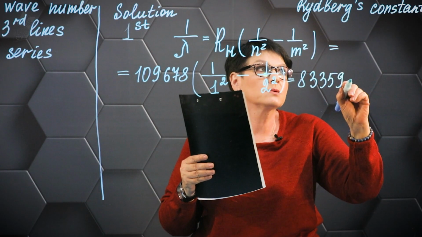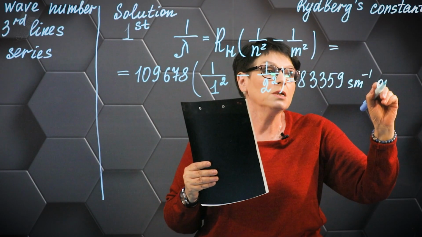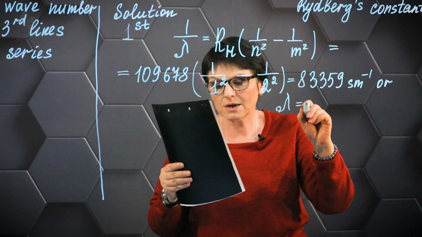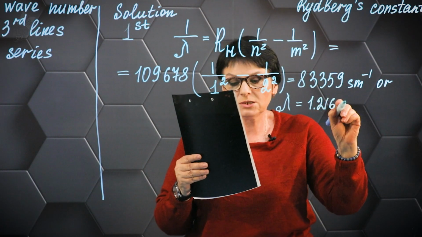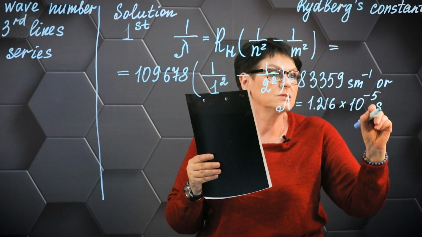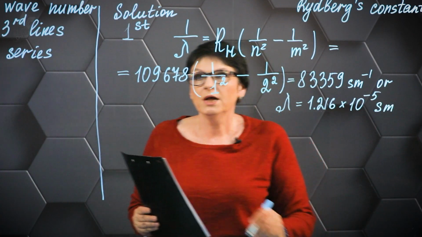83,359 centimeters to the power of minus 1, or we could write a value for lambda equal to 1.216 multiplied by 10 to the minus 5 centimeters. So the first calculation is obtained.